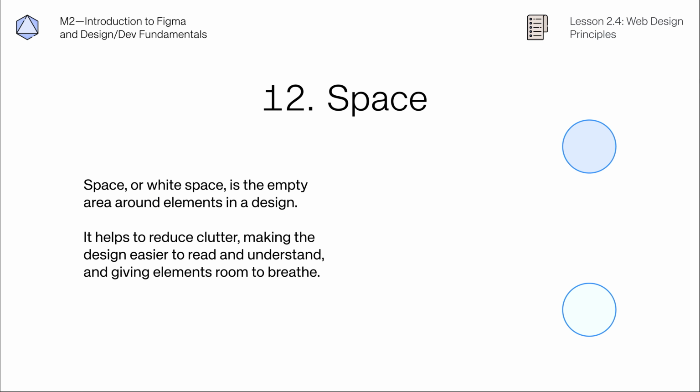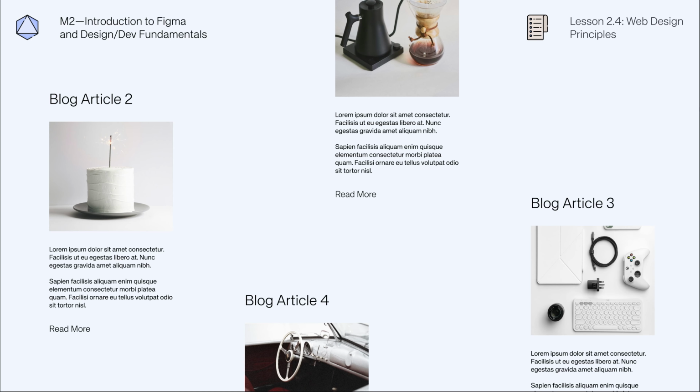Now we have number 12, space. Space, or white space, is the empty area around elements in a design. It helps to reduce clutter, making the design easier to read and understand and giving elements room to breathe. For example, a minimalist design blog uses plenty of white space around images and text. This space makes the content more readable and allows each element to stand out without feeling cluttered.